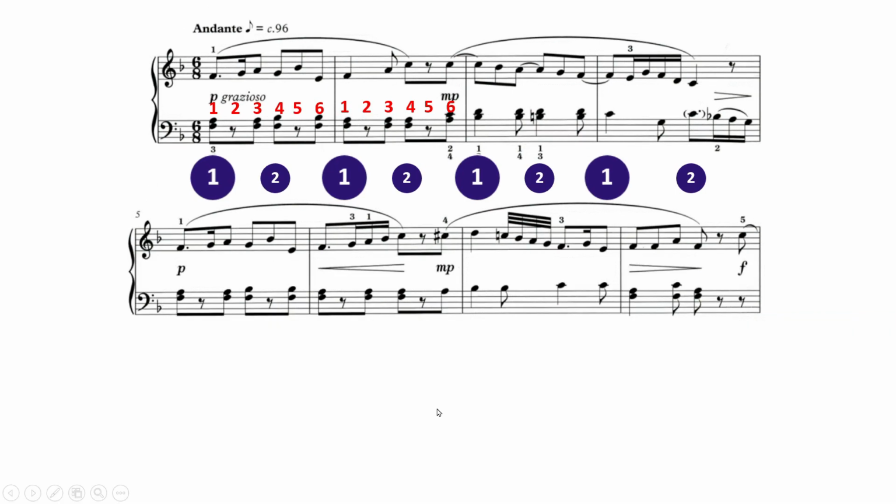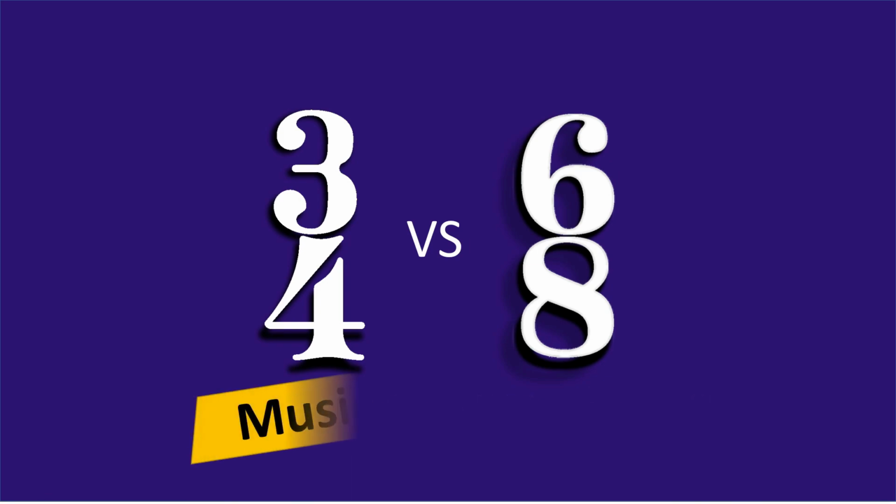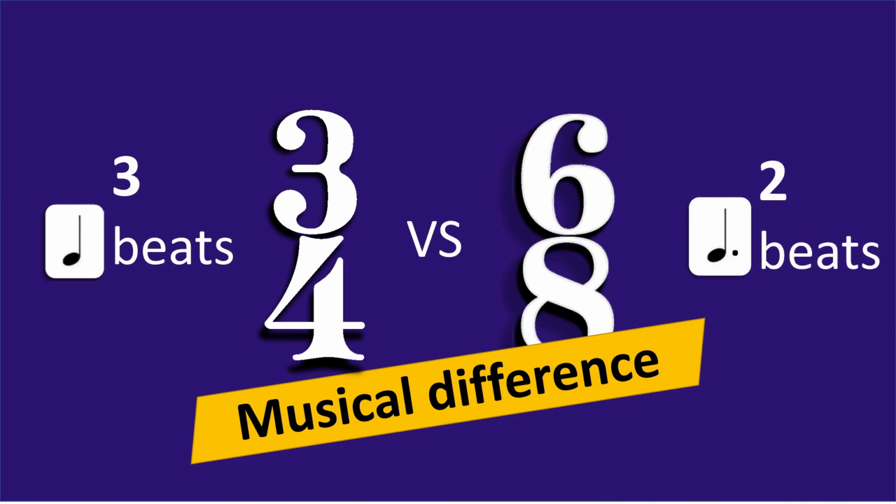In brief, even though 3/4 and 6/8 look mathematically similar, there is actually a musical difference. In 3/4 I've got 3 crotchet beats in a bar, and in 6/8 I've got 2 dotted crotchet beats in a bar.